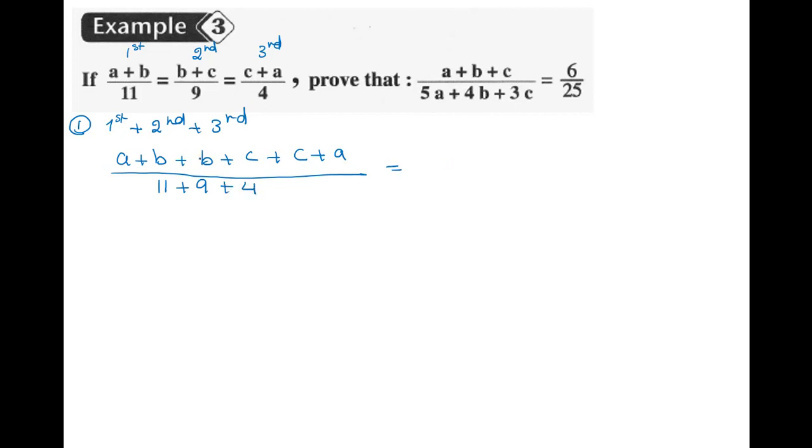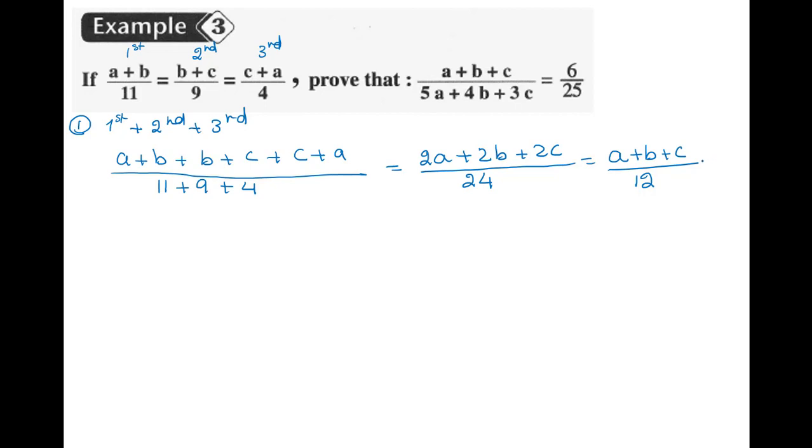Here I'm going to add the like terms. I have 2a plus 2b plus 2c over 24. Now, if I divide by 2 up and down, it will leave me with a plus b plus c over, I divided 24 by 2, it will leave me with 12.